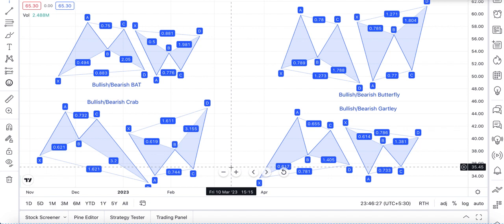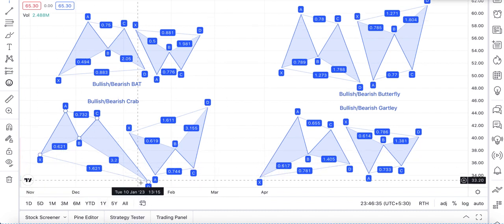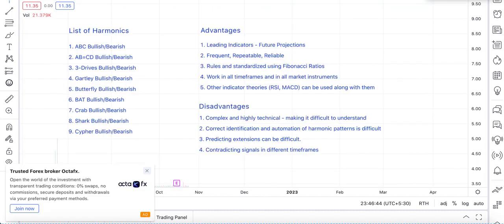Now that basically makes it a bit of a challenge at times to understand these patterns, because that ratio is not well defined. It's well defined in the sense that there's a particular range, but at times guessing that range can become slightly challenging in terms of the loss that you might actually incur if the first ratio gets breached, and waiting for that extension ratio. So that becomes slightly challenging at times.